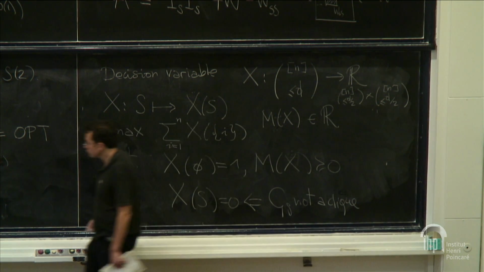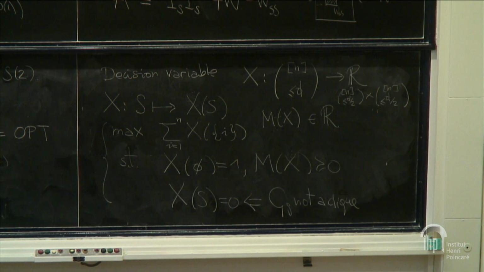And the definition of this matrix is that M of x, so this is a matrix indexed by subsets. So if I look at subsets S, comma R, this is a specific entry of this matrix. This is by definition x evaluated on S union R.